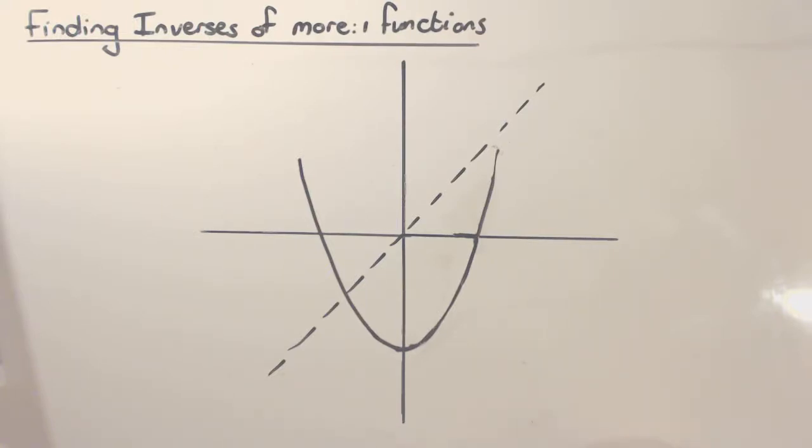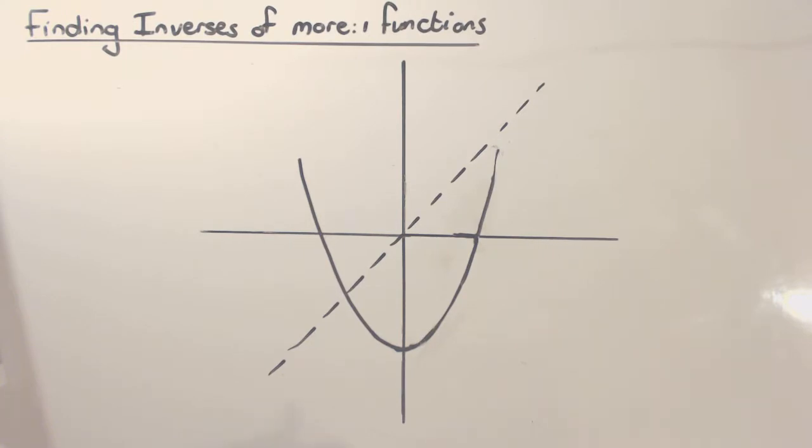Finding the inverses of many-to-one functions. Right, now for many-to-one functions, there are two types that you work with. The first one is the parabola, and the second one is the cubic function. Luckily for you, you're not expected to find the inverse of the cubic function and to be able to sketch that. So if we work with many-to-one functions, there's really only one thing that you need to learn, and that's the parabola.